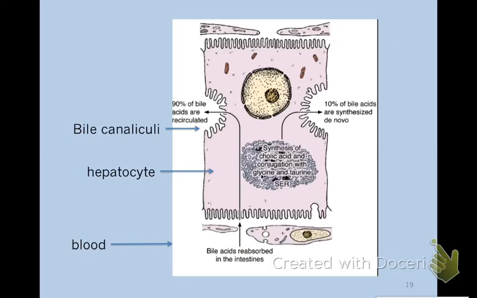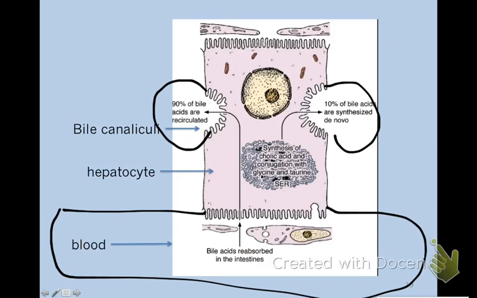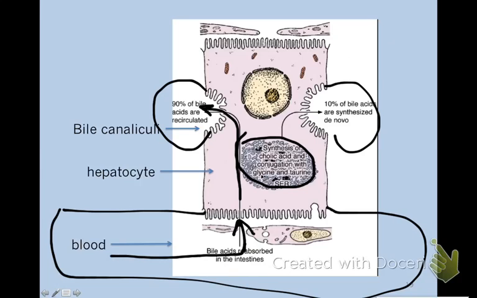Here we have another view of the hepatocyte, and we have the bile canaliculi right here. These areas here, I think, are supposed to represent the bile canaliculi, whereas this would be where the blood would be. So blood in the terminal end of the ileum. Remember, we're going to have bile salt absorption here, and 90% of the bile will be recirculated. 10% of the bile that we use is resynthesized, if you remember, synthesized from cholesterol, which turns into cholic acid, which is then conjugated with either glycine or taurine, and then exported.